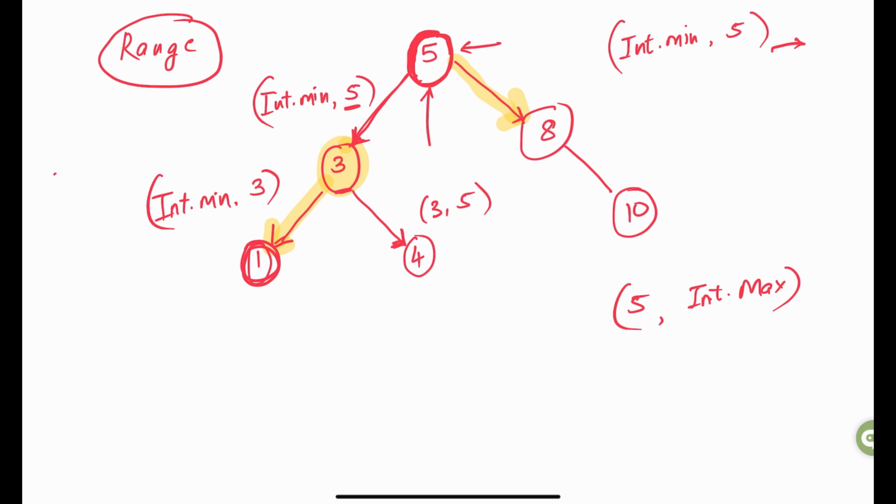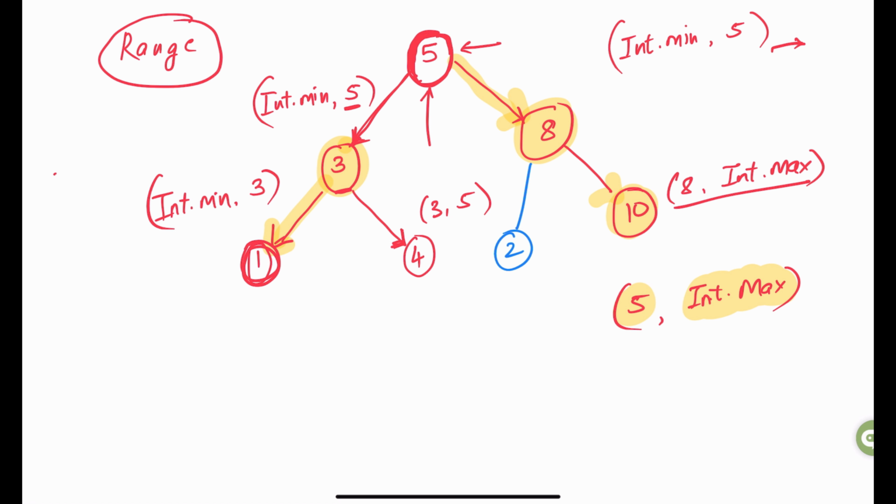If we go towards the right leg of the root node, we have node 8, whose range will be 5 as the lower limit and int32.max as the upper limit. The same approach continues as we traverse to node 10, whose range will be 8, int32.max. At a high level, if we are going towards the left leg of the parent node, the lower limit stays as is, while the current node's value becomes the upper limit. While if we are going towards the right leg, the upper limit stays what we had for the parent node, while the lower limit will be changing.